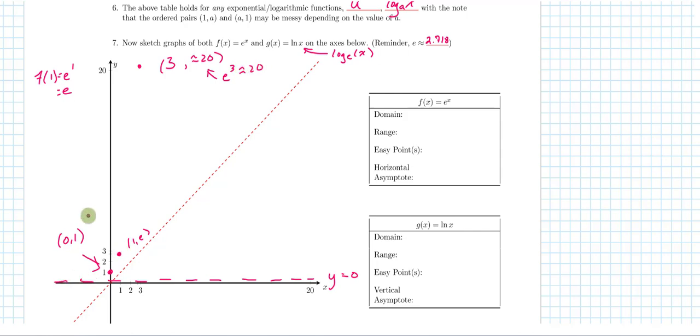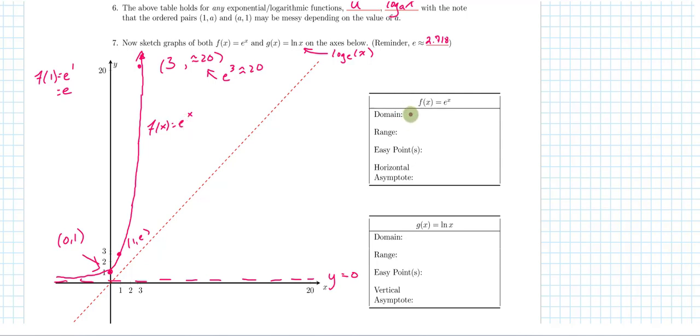So now I can go ahead and sketch the graph of e to the x, and it retains basically the same shape as the 2 to the x graph that we sketched on the previous page. So there's my graph of f of x equals e to the x.